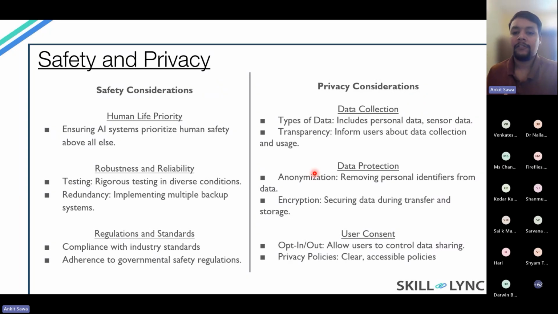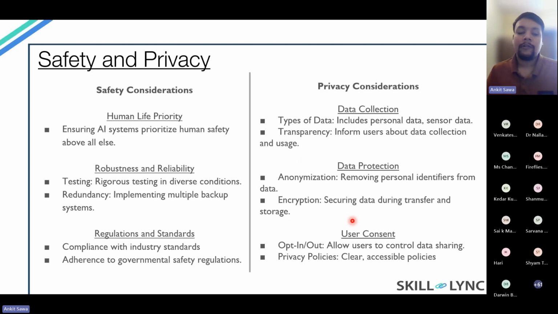Data protection is the next item. Removing personal information from the data is very important. You won't like your personal data to be processed at all. Similarly, it has to be securely transferred as well. You won't want it to be exposed to others.